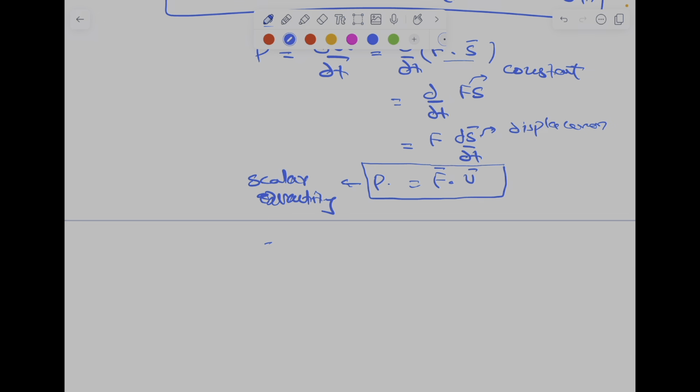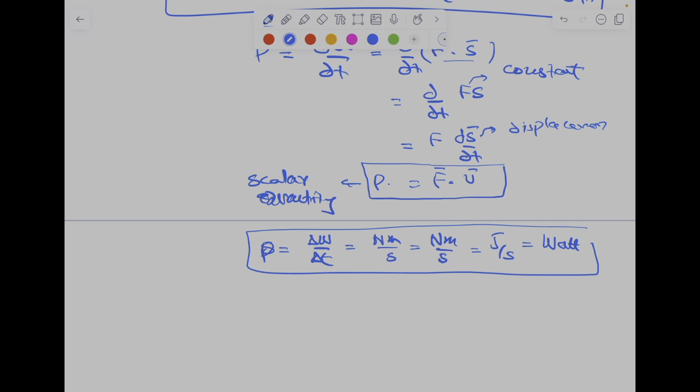So the SI unit of power is the unit of rate of change of work. Work has a unit Newton meter or joule, time has a unit second. So Newton meter over second or joule per second. Okay, and they have this name, what we call watt. And watt is the name of a scientist. So the SI unit of power is watt, and watt is equal to joule per second, or Newton meter per second.